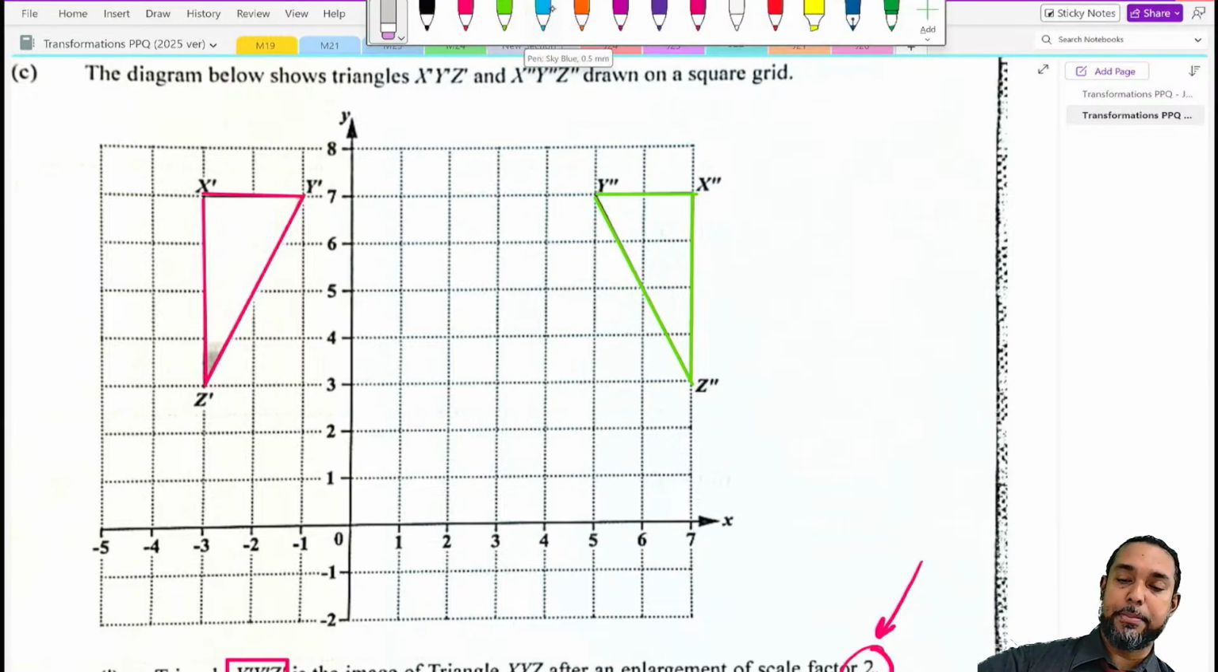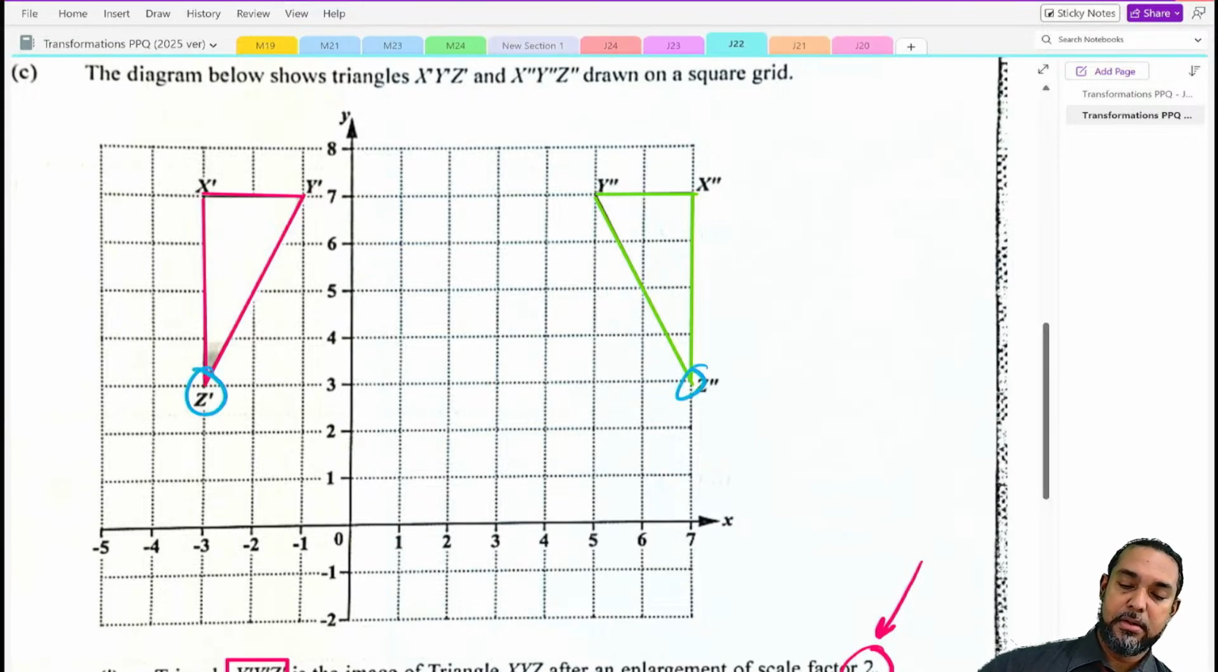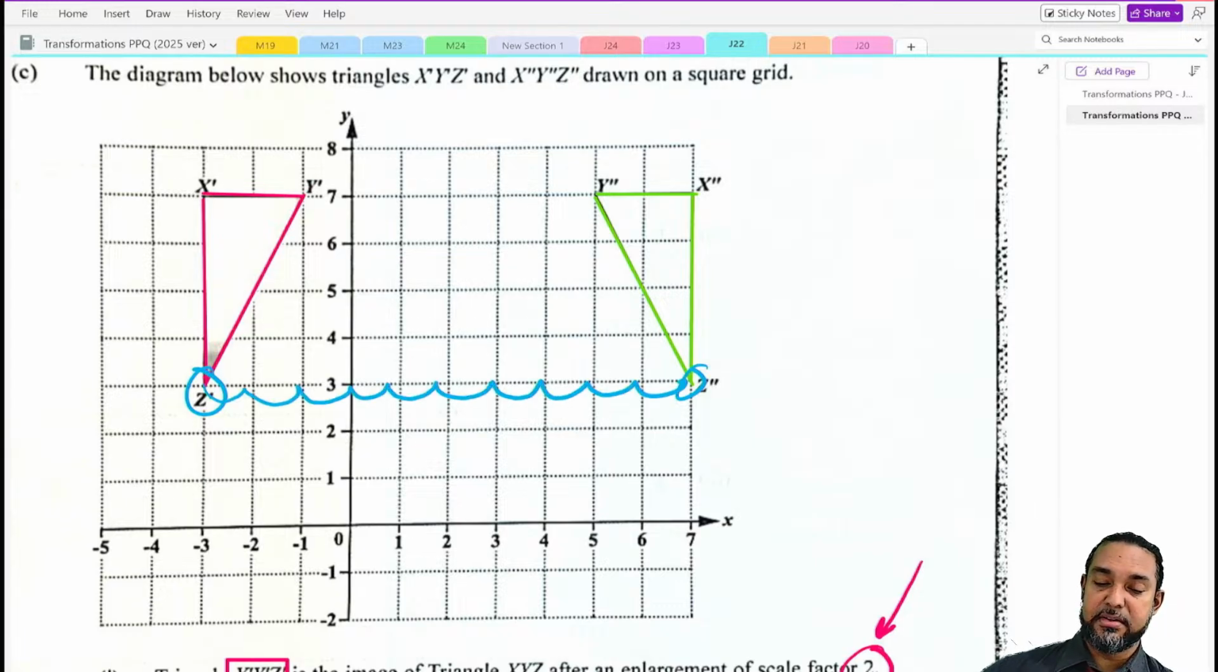All right, so pick a point. Z. All right, so from this Z to that Z. So we go in how many spaces? 1, 2, 3, 4, 5, 6, 7, 8, 9, 10. And half of 10 is 5. So 1, 2, 3, 4, 5. So this line here, right?